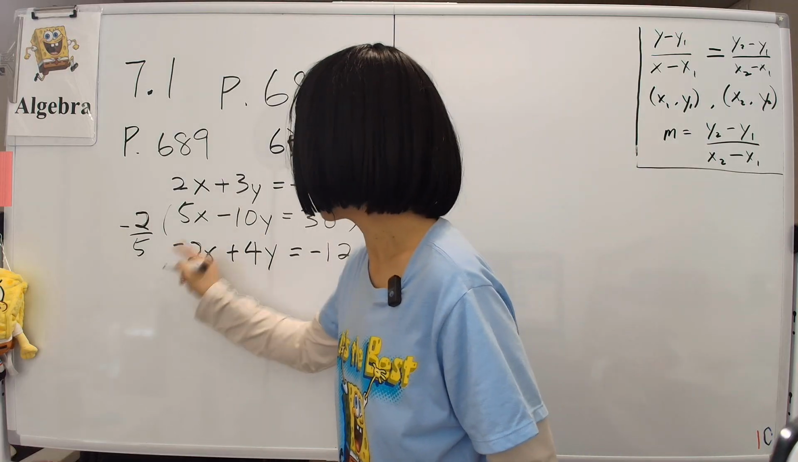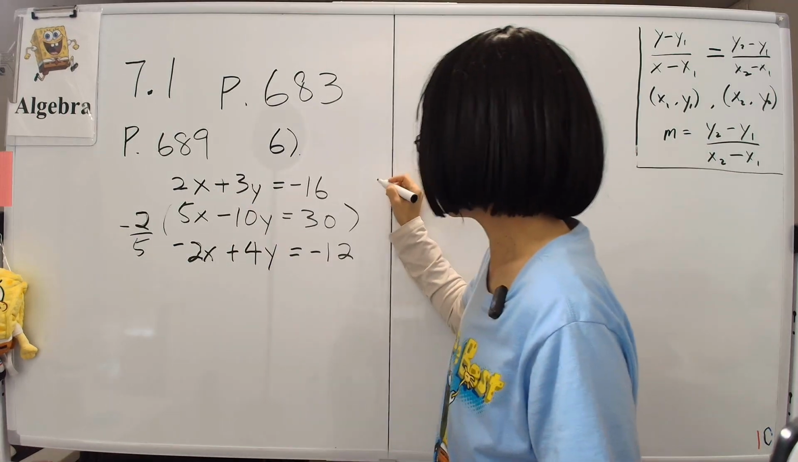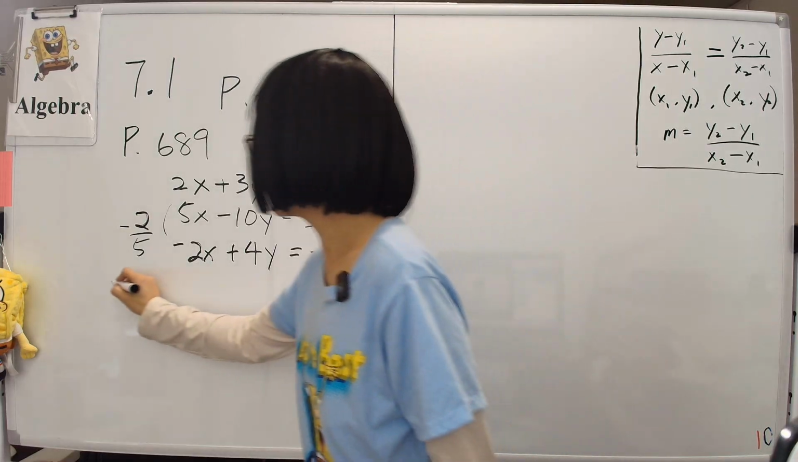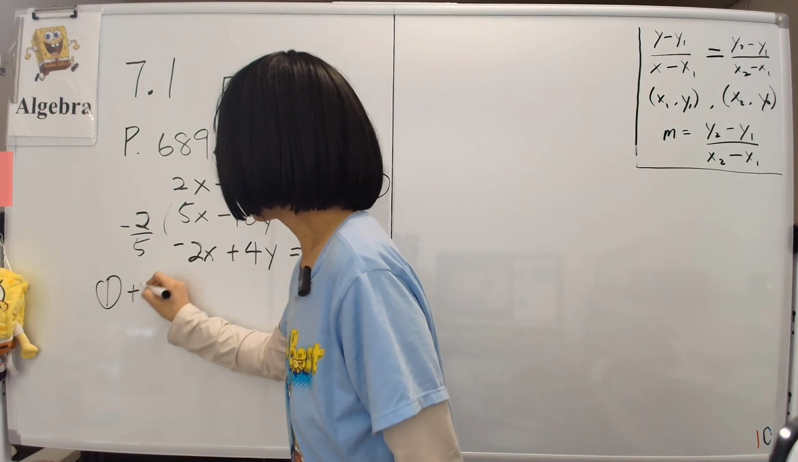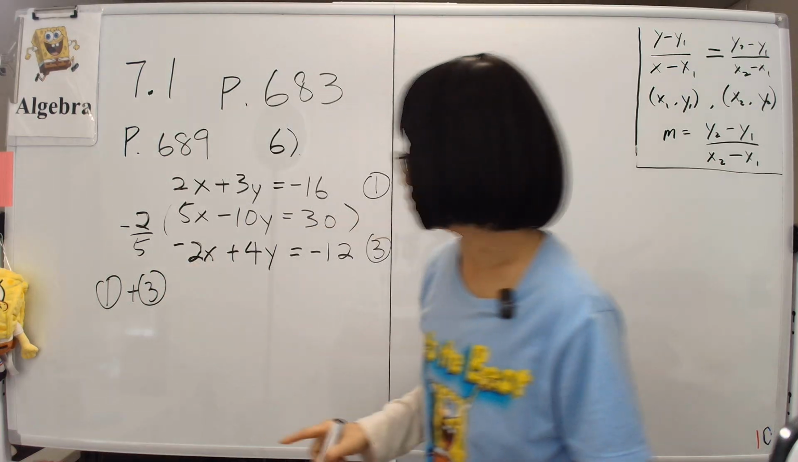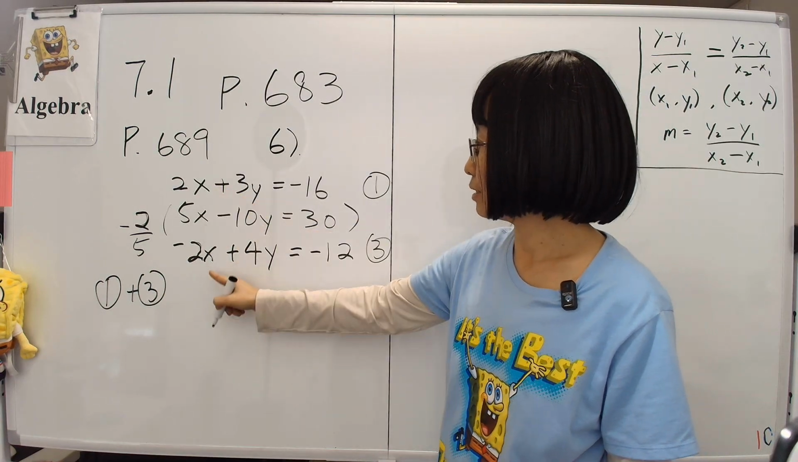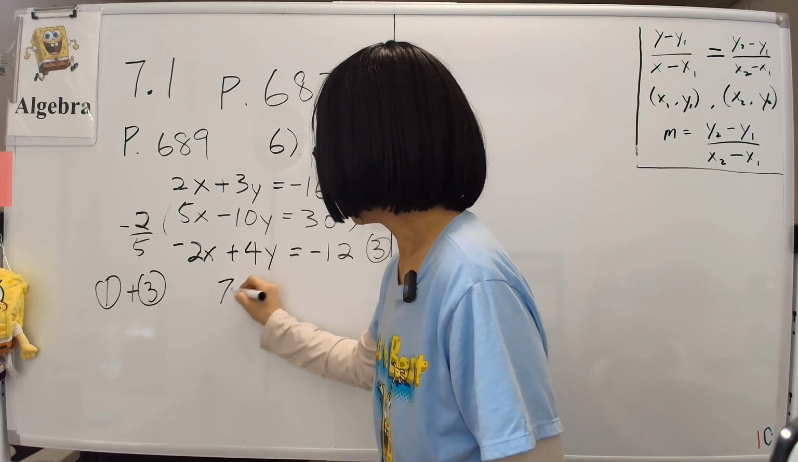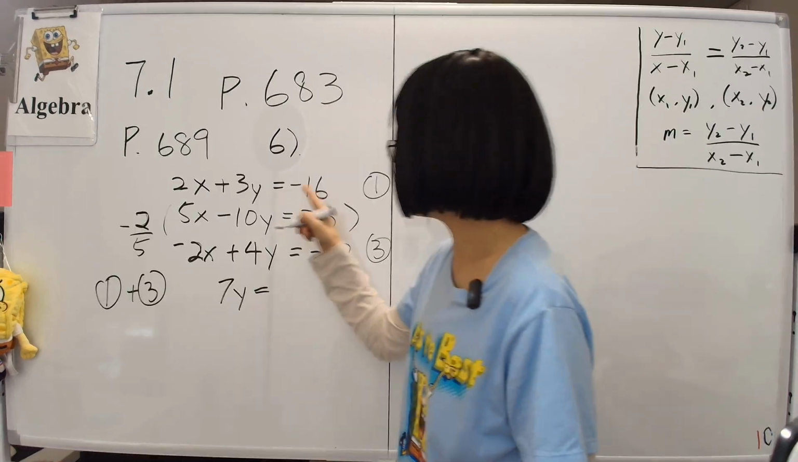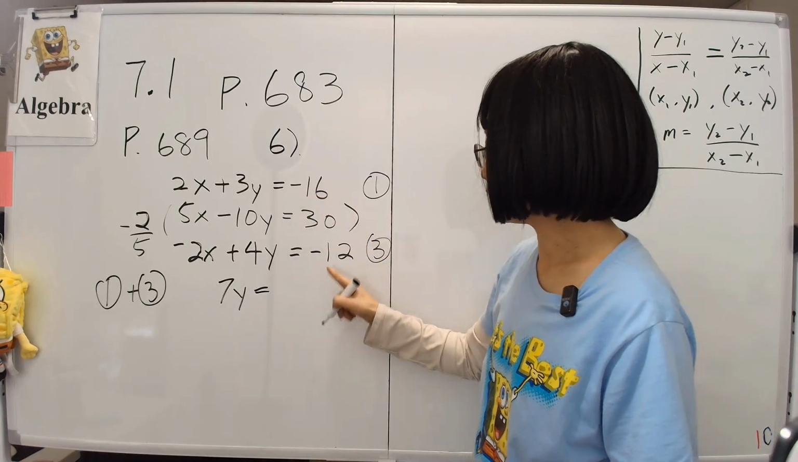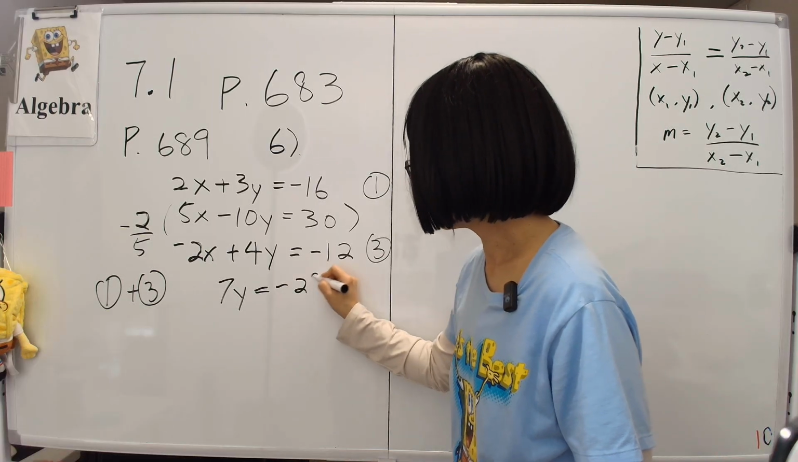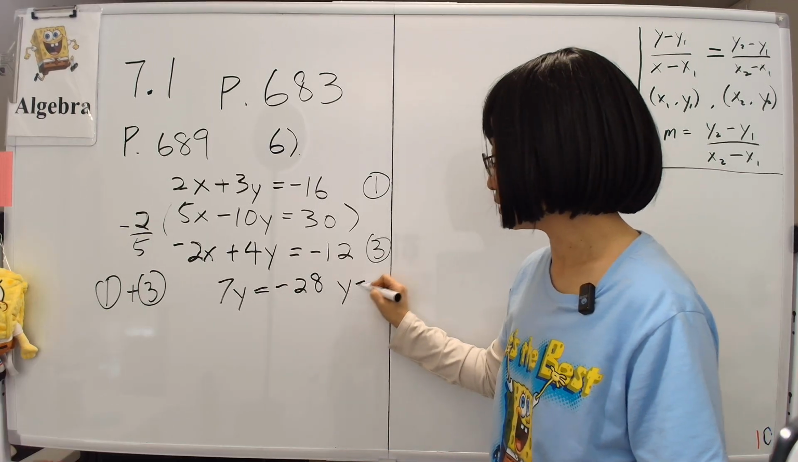So now we can add this plus that. Let's add equation 1 and equation 3. So let's add them up, 1 plus 3. That gives us 0 for the x terms, plus 3 plus 4, that's plus 7. And we get 7y equal to negative 16 and negative 12, that's minus 28. So that gives us y equal to minus 4.